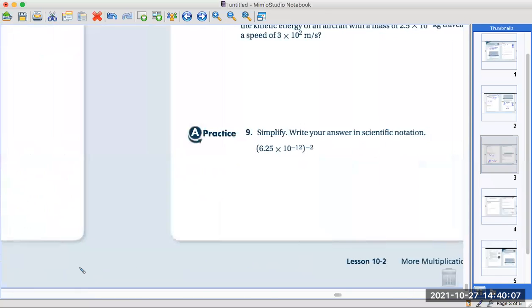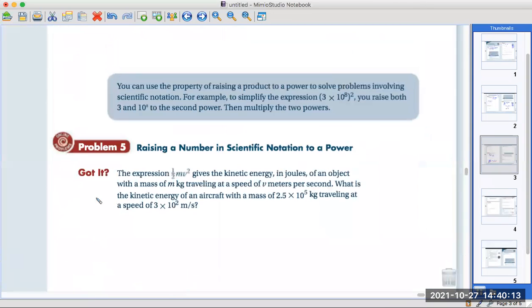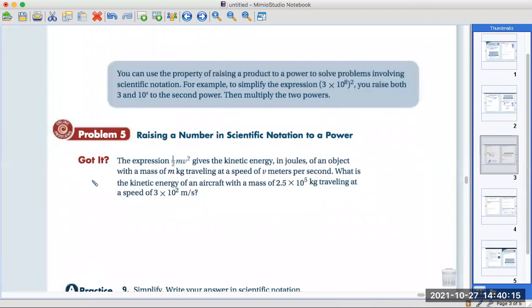Let's go to the next page, page 611, and we're going to look at this box in the middle. And it says, you can use the property of raising a product to a power to solve problems involving scientific notation. Here it comes again. For example, to simplify the expression 3 times 10 to the power of 8, all of that raised to the 2nd power. See how that 2nd power is on the outside of the parentheses? It's raising a power to another power.